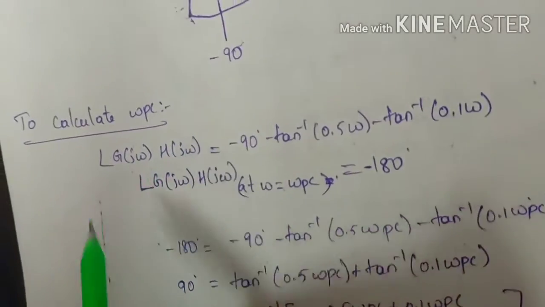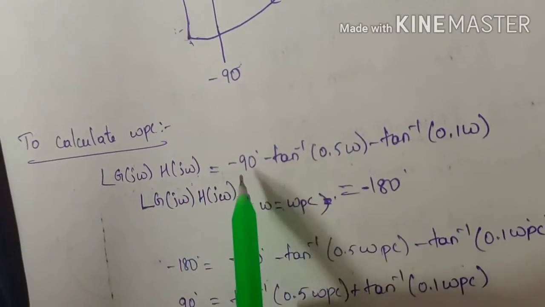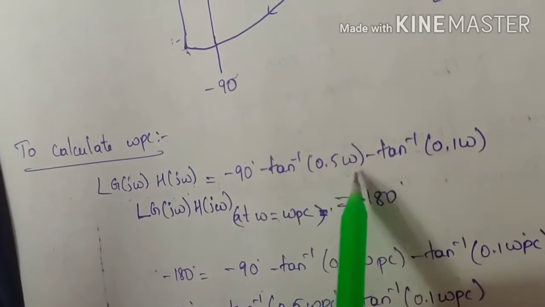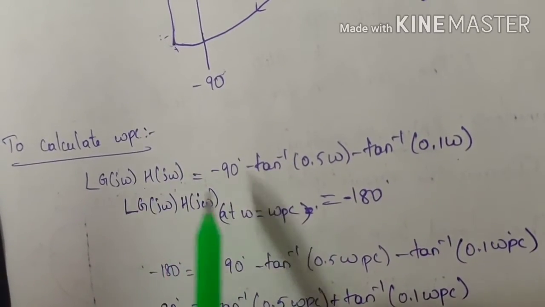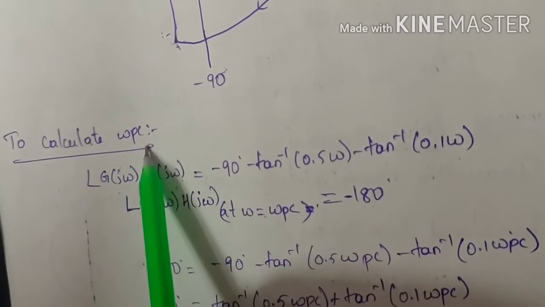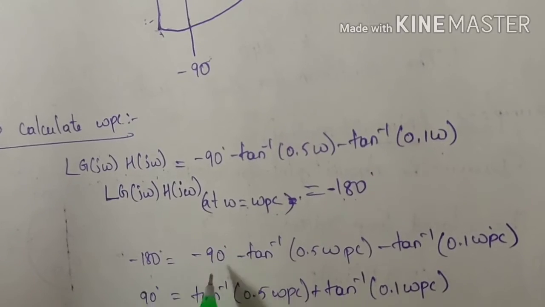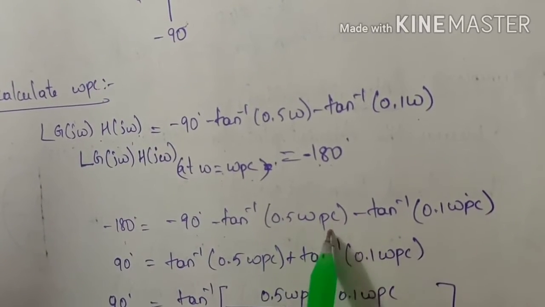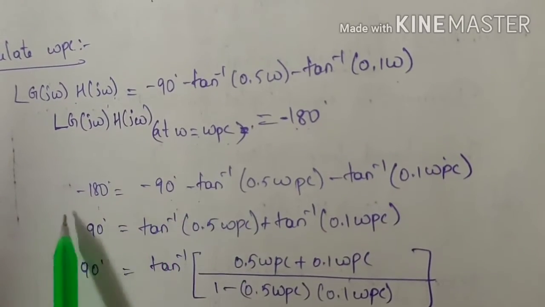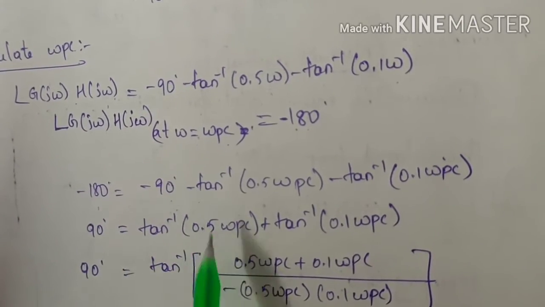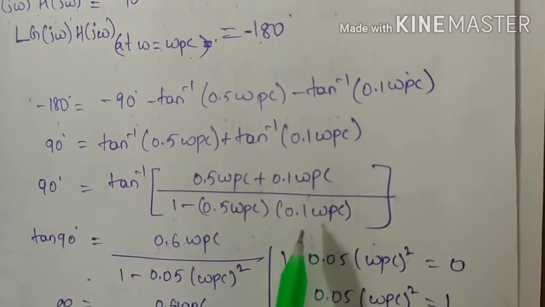I already told, first find the angle of G of j omega into H of j omega. So it is minus 90 degrees minus tan inverse of 0.5 omega minus tan inverse of 0.1 omega. The phase angle will be minus 180 degrees at omega PC. So just substitute omega equal to omega PC and the angle as minus 180 degrees. Minus 180 equal to minus 90 minus tan inverse of 0.5 omega PC minus tan inverse of 0.1 omega PC. Bring this 90 to this side. So 90 equal to tan inverse of A plus tan inverse of B. Using the formula, tan inverse of A plus B by 1 minus tan A tan B.